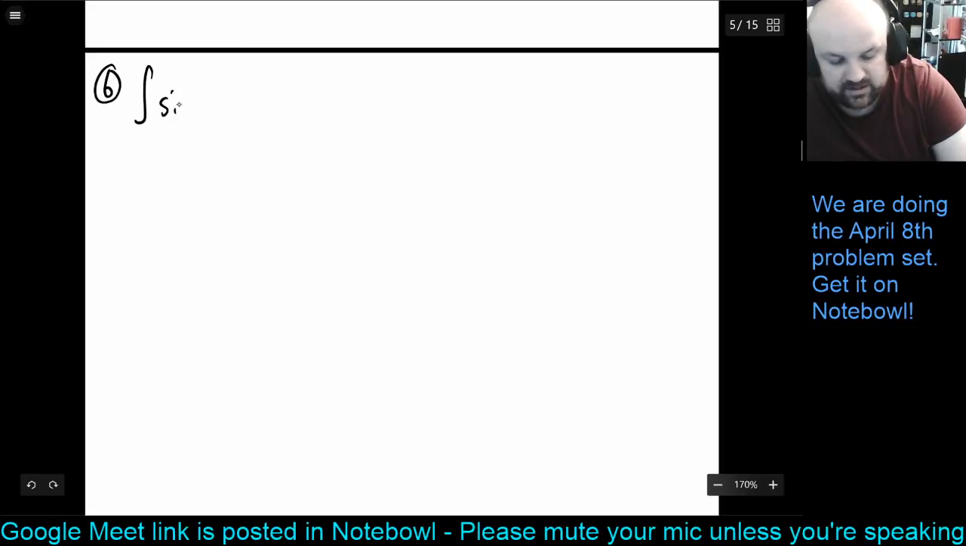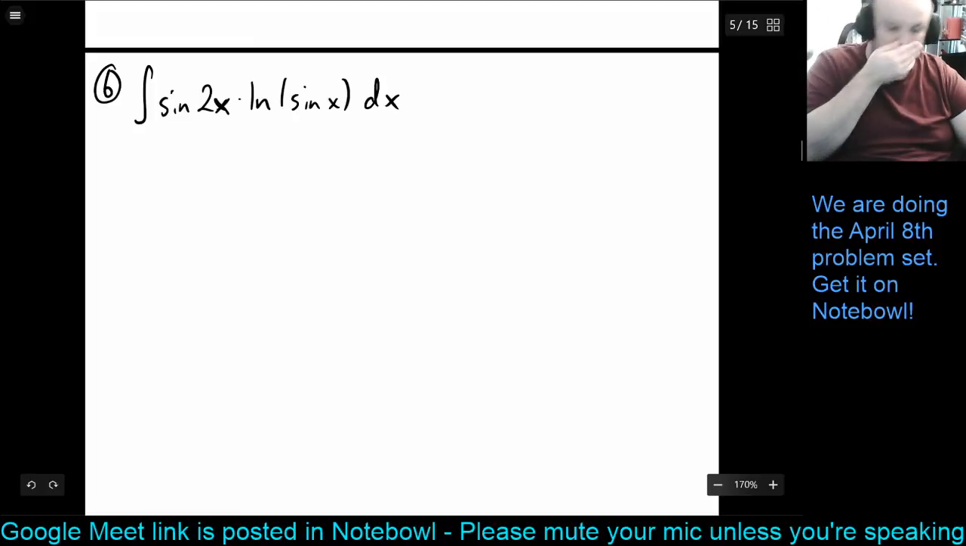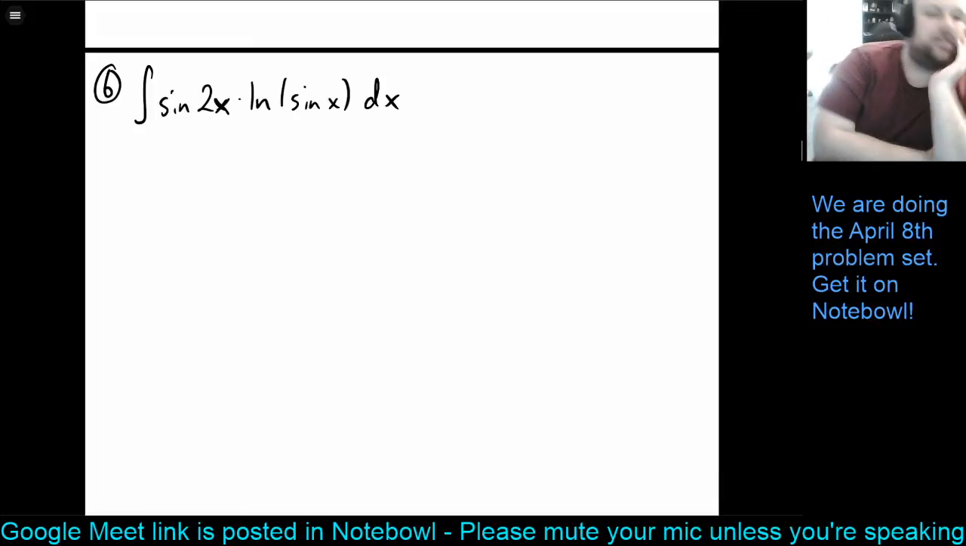So this is sine 2x times ln of sine of x dx. So what do you think here? I'm like way off camera, but I wanted to relax on my arm for a second.